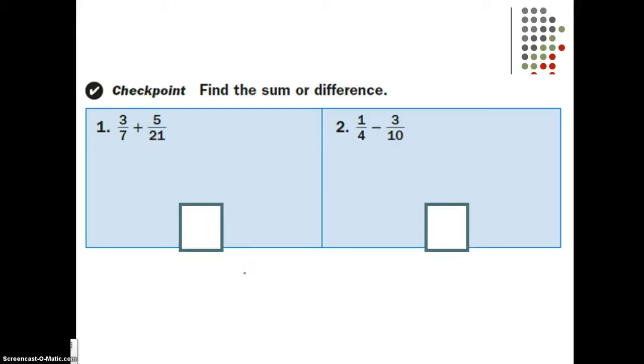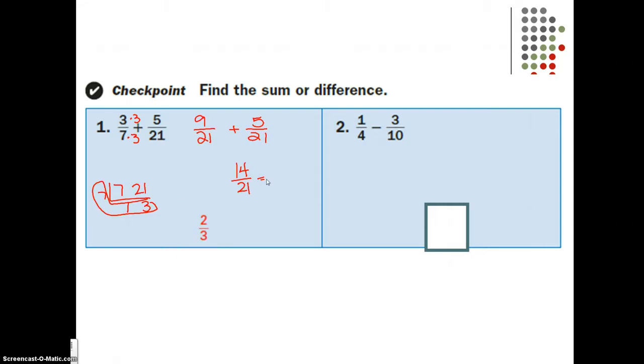Please pause the video and find the sum or difference of number 1 and number 2. For number 1, the LCD, well, 21 and 7 both divide by 7. That's 1 and that's 3. When you multiply that together, you get 21. 7 times 3 gets you to 21, so we do 3 times 3, which is 9, and we already have 21 for 5/21. Add the 9 and the 5 together, 14 over 21, which can be simplified to 2/3.